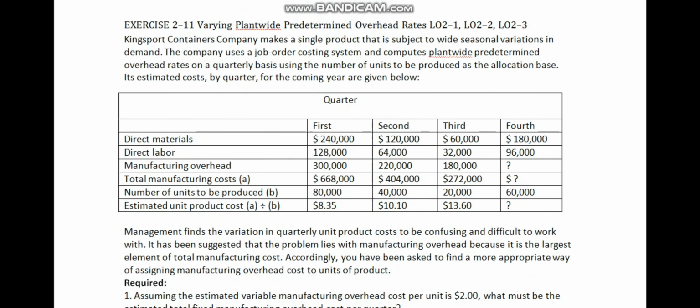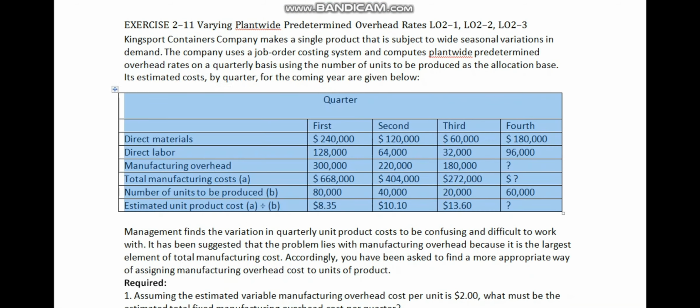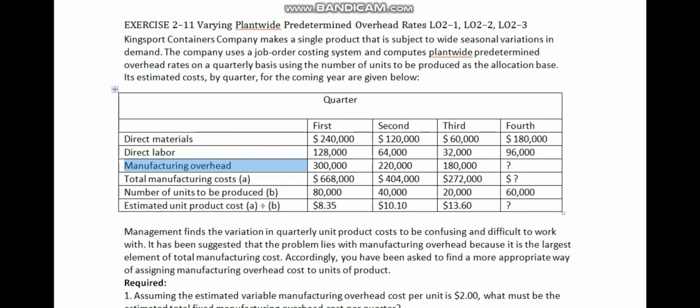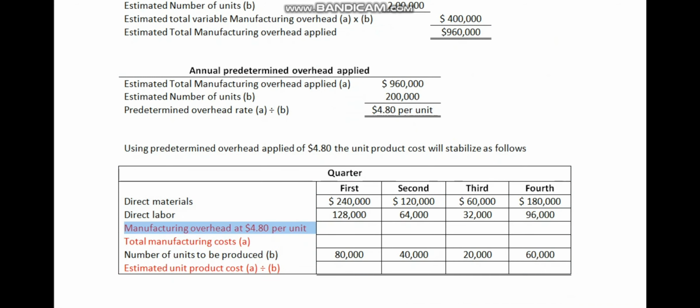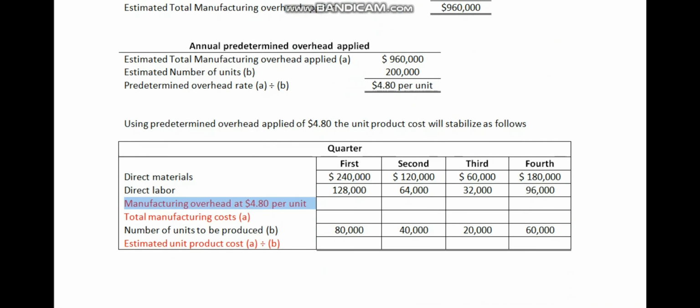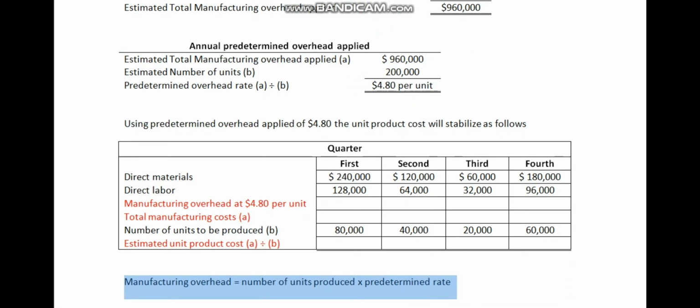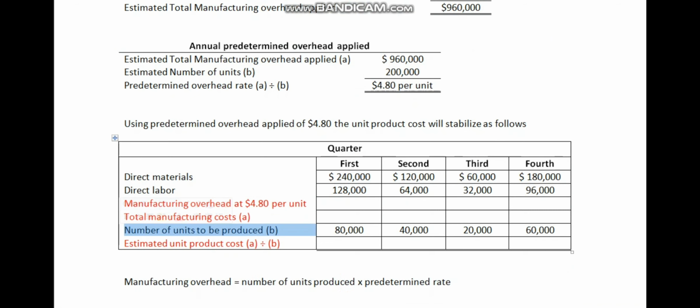for each quarter. I'm going to use this whole chart again, not redo the entire thing, but start from this portion to stabilize my estimated unit product cost. The number of units produced will be the same as mentioned in the chart. So how do we calculate manufacturing overhead applied? We usually calculate it by the number of units produced multiplied by the predetermined overhead rate. Now the predetermined overhead rate is constant at 4.8.